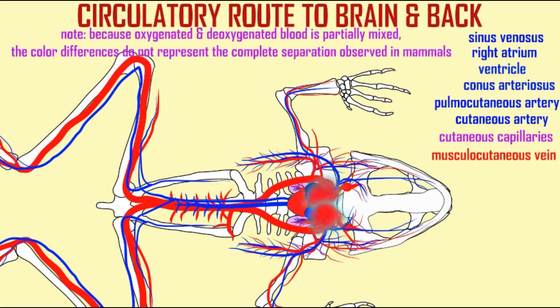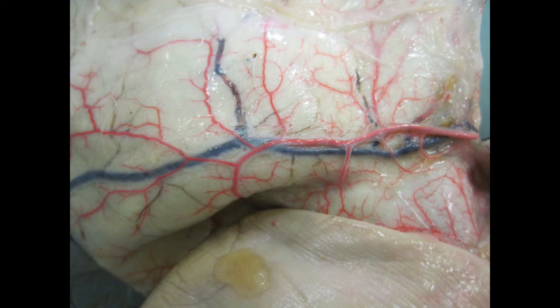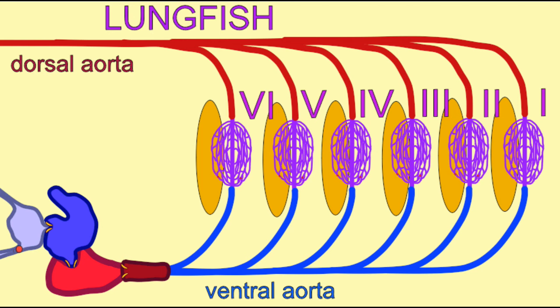And so thus the sinus venosus is not only receiving deoxygenated blood from much of the body, but also oxygenated blood from the musculocutaneous vein from the gas exchange which occurred in the skin.